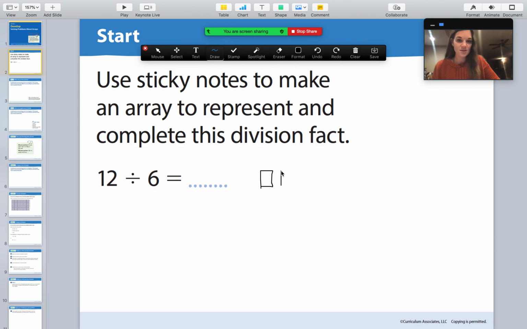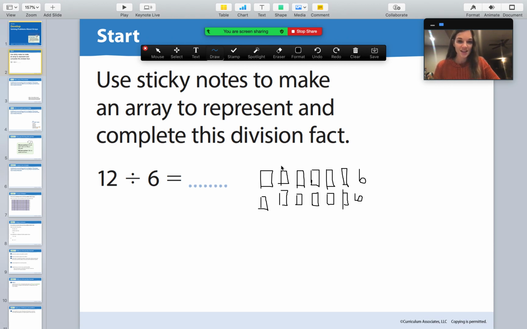So I do 1, 2, 3, 4, 5, 6. So there's my first row of 6, but I need to get to 12, right? So then I would have to do another row of 6. All right. Again, this might take me a minute. It's kind of hard to draw on the computer, you guys. Okay. So, and that is another 6.